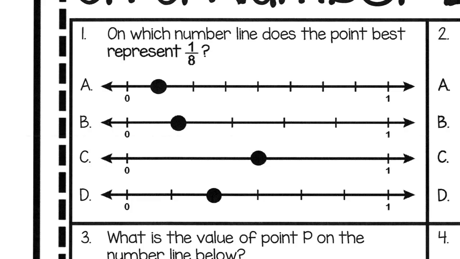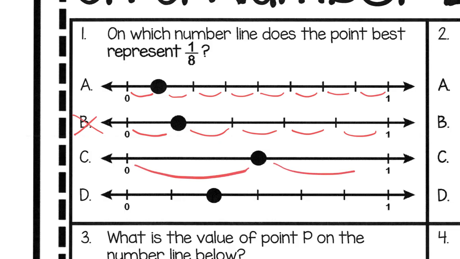So if I look at this first one, there's 1, 2, 3, 4, 5, 6, 7, 8. That's a possibility because that's broken into 8 pieces. B is 1, 2, 3, 4. No, that's only broken into 5 pieces. That can't be it. 1, 2. Nope. 1, 2, 3, 4, 5, 6. Can't be that one either.